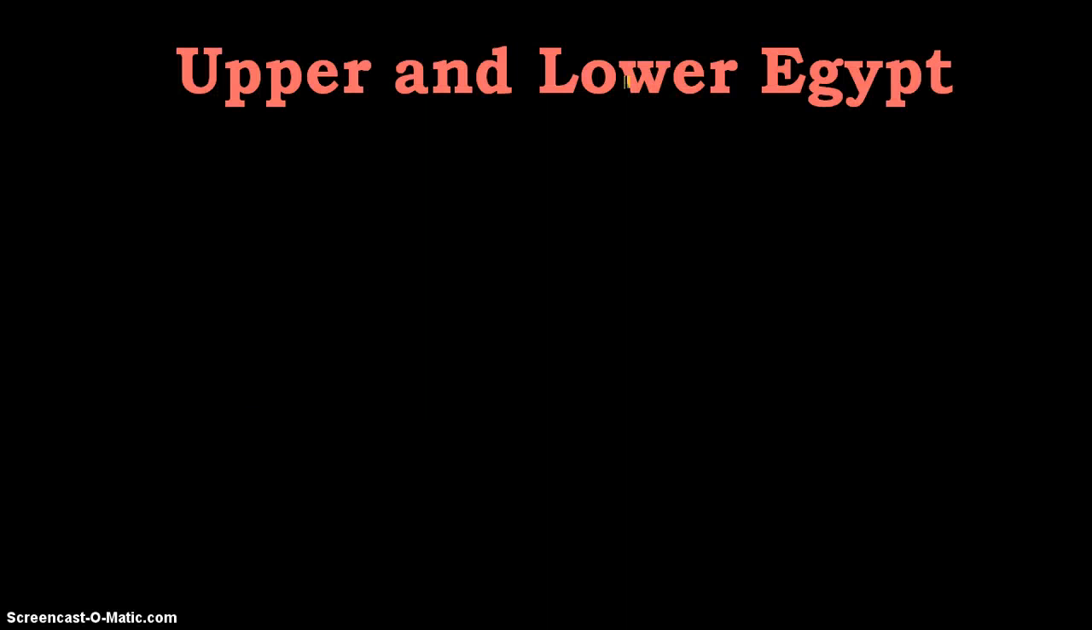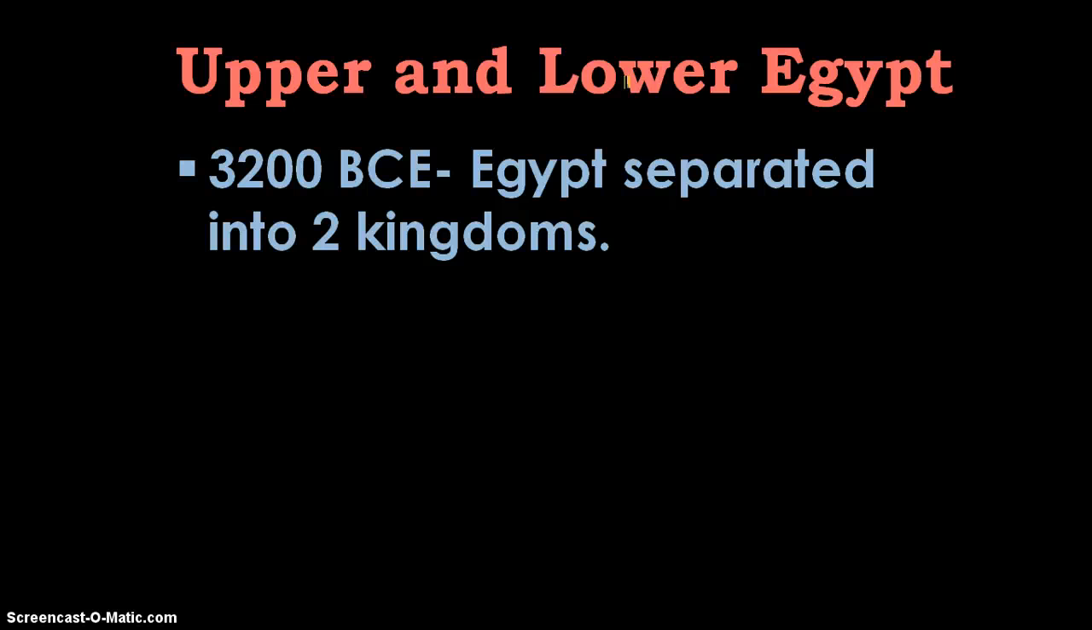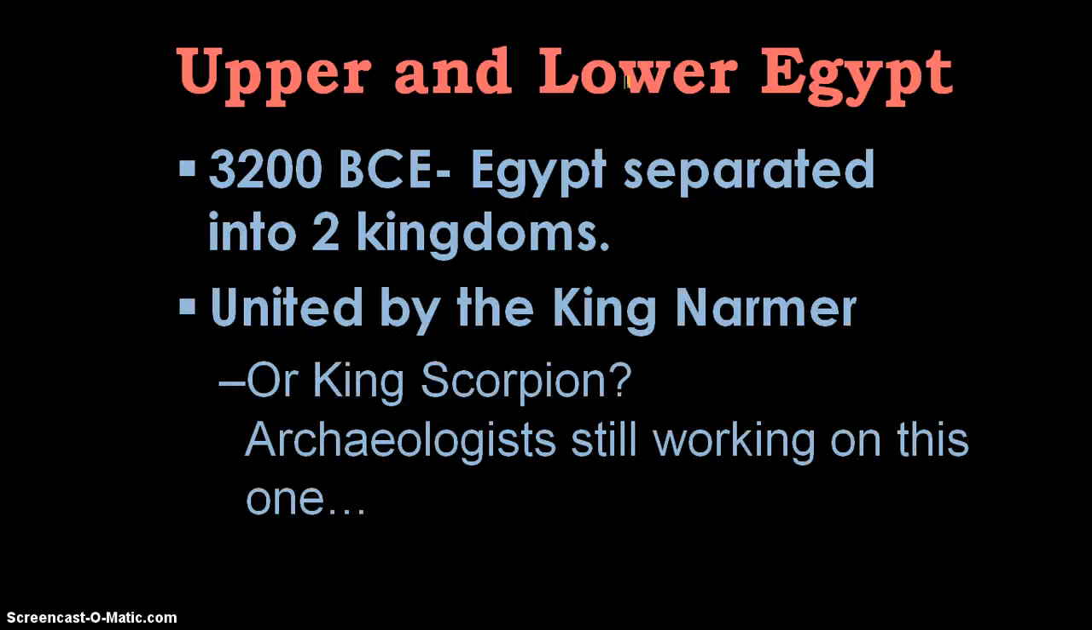All right, so Upper and Lower Egypt. In 3200 BCE, Egypt separated into two different kingdoms, and it was united by King Narmer. Some people think that he was called the Scorpion King, if you remember that movie. Archaeologists are still trying to figure that out, but there's some pictograms that show that maybe he was also King Scorpion.